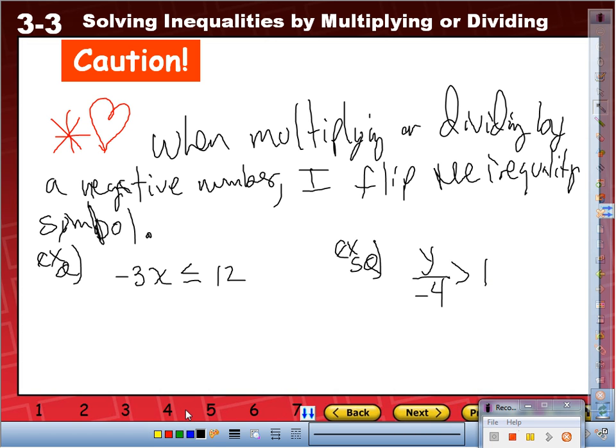All right, check this out. Pens down, eyes up here. I'm going to show you what I mean in regards to that rule. Everybody look up, please. Pens down, look up, or you're going to miss it. This is an important part of this lesson.